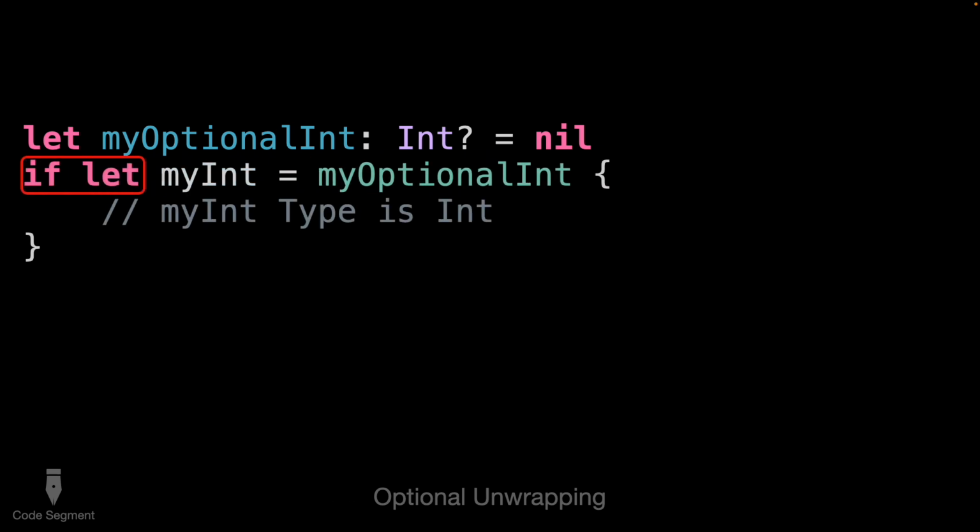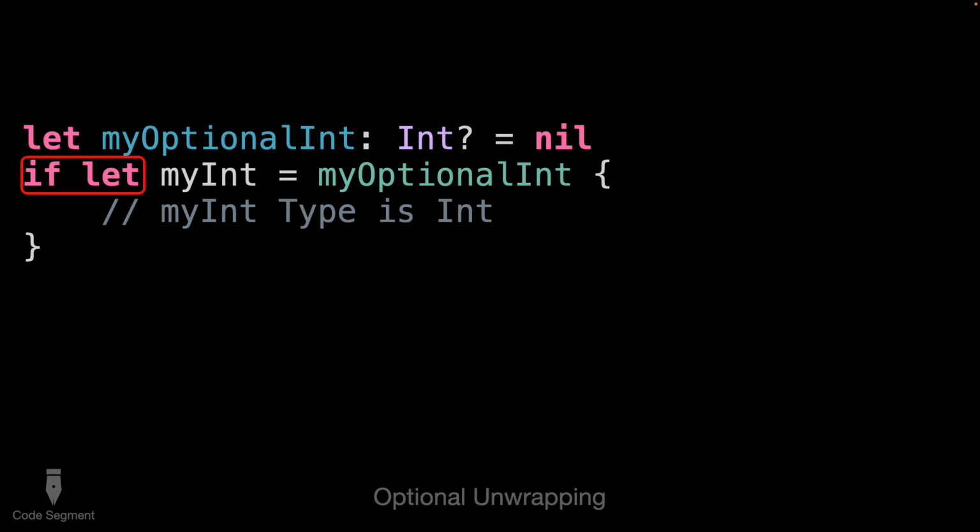So another way to unwrap an optional is to use if-let. If-let is basically a way of saying, hey, I want to create a constant that can be used within my if block scope moving forward, and I know that it is not optional. I know that it can't be nil. I know that it is safe, and I know that I don't have to worry about a null reference error when I'm using this constant, okay?